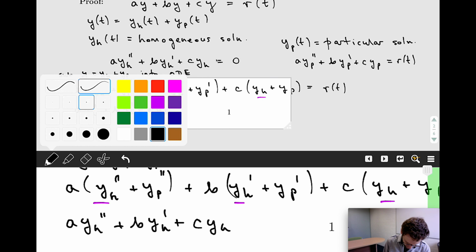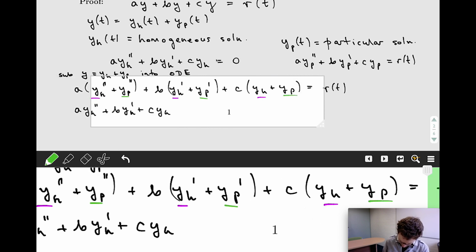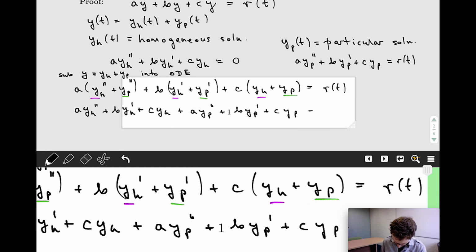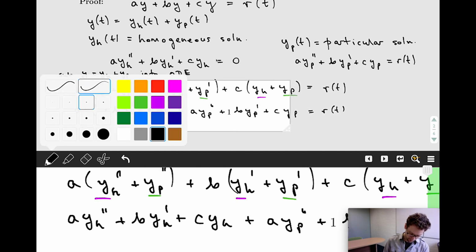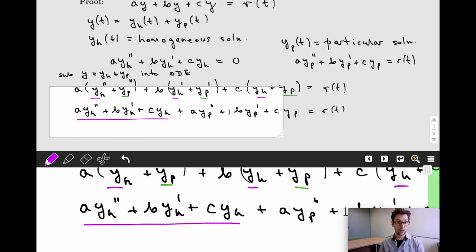And gather together all the y subscript p terms, the particular solution, underlining them in green. And that's all equal to r of t. You can see that the first terms here, let's put them in purple again, that's just the left-hand side of the homogeneous equation. So we actually saw that that was equal to 0.